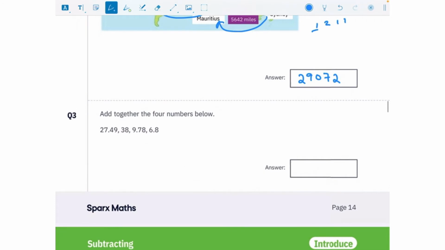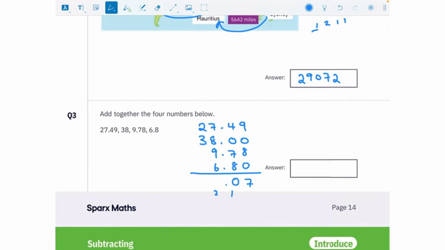Question number 3, add together the 4 numbers below. So we've got 27.49, 38, which would line up there, and we can put 0.00, 9.78, and 6.8. And again, we can put some zeros in there. 9 add 8 is 17, carry the 1. 4 add 7, add 8, add 1 is 20.